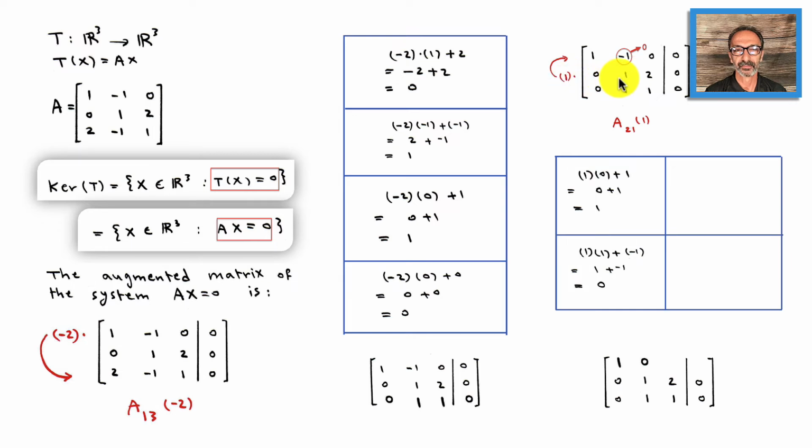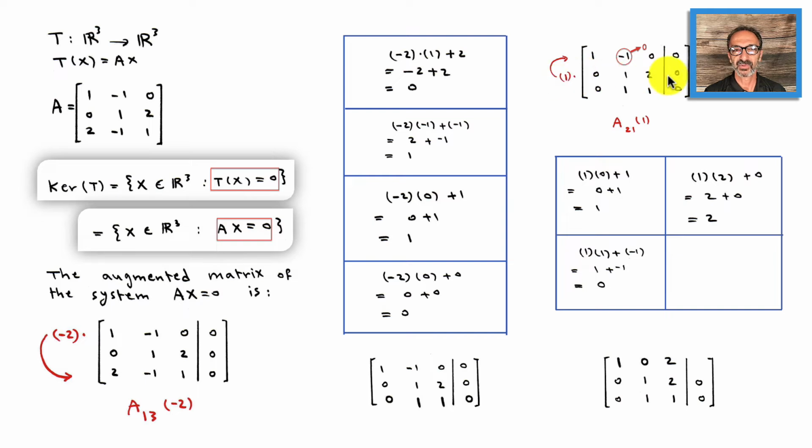1 times 1 is 1. Add it to -1, which is 0. So that's a 0 right there. Moving forward, 1 times 2 is 2, added to 0 will be 2. 1 times 2, which is 2, plus 0 is 2. That's going to go right here.